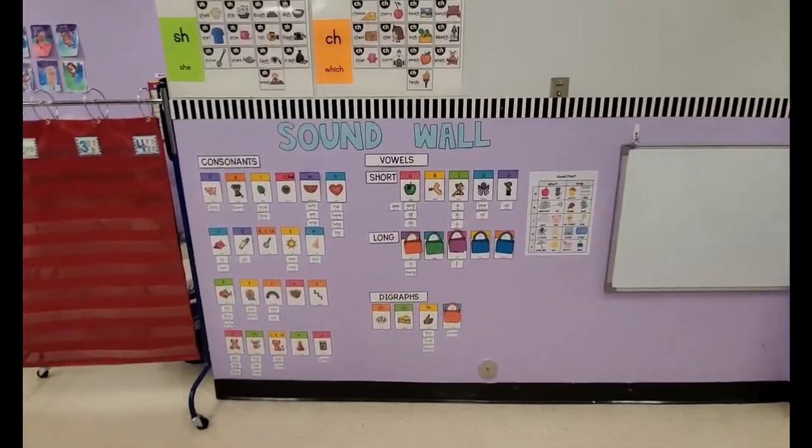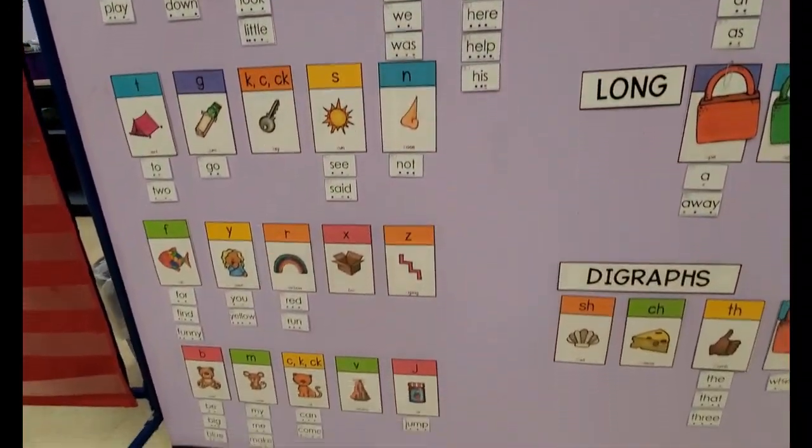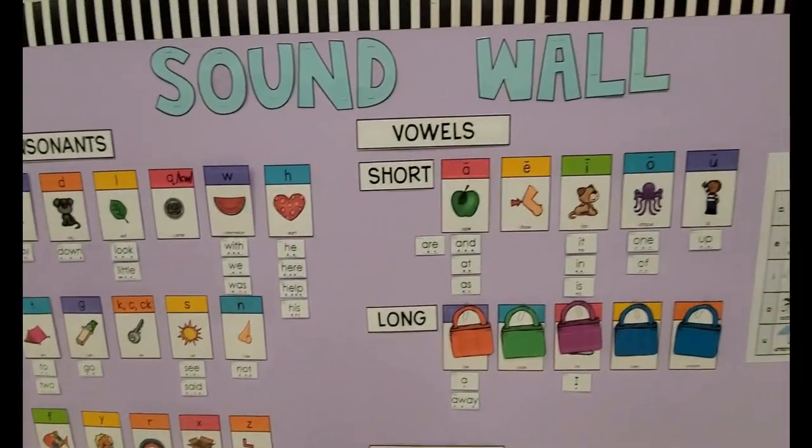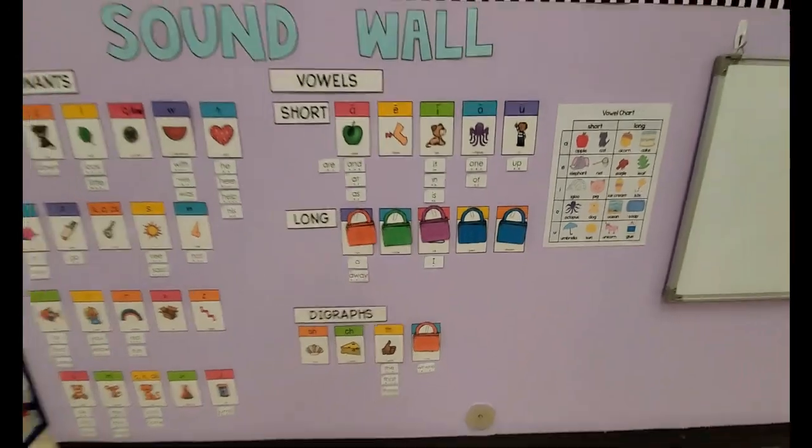So I divided mine into 4 sections, and my consonants are organized in the order that I teach them. Then I have short vowels, long vowels, and digraphs. And I also placed our high frequency words.